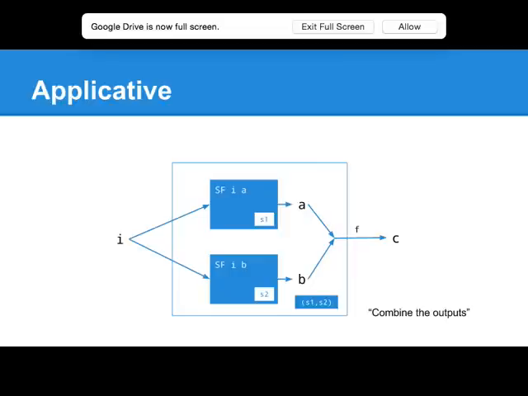This one's going to give me an A, this one's going to give me a B. And I'm going to take that function of 2 arguments, A to B to C, combine those two and yield a C. So this machine has 2 small machines hidden inside it. And the quote for this one is, we want to combine the outputs using a function of 2 arguments. Does this all make sense so far?